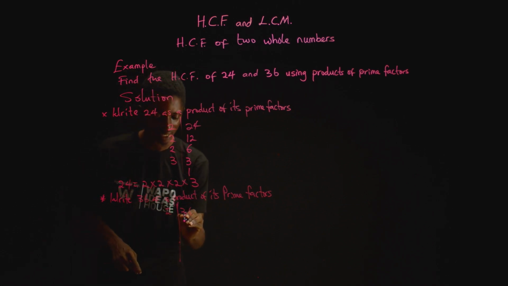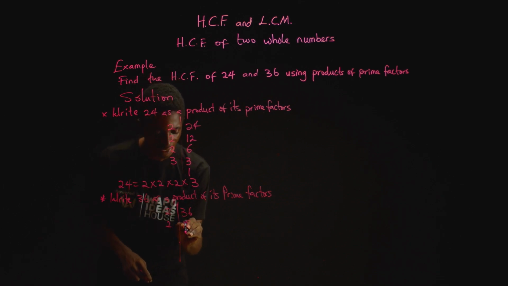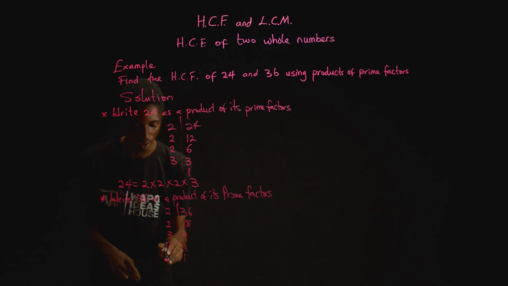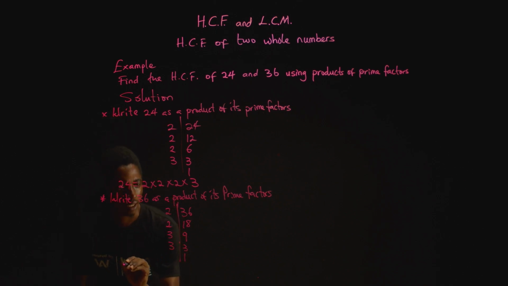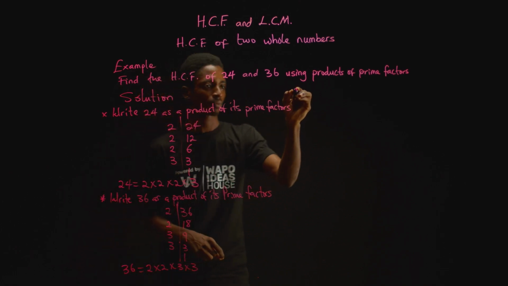2 will go in 36 18 times. 2 will go in 18 9 times. 3 in 9 3 times. And 3 in 3 once. That is, 36 equals 2 times 2 times 3 times 3.